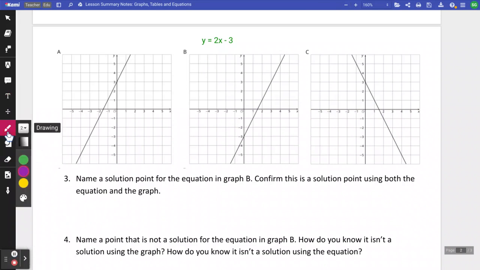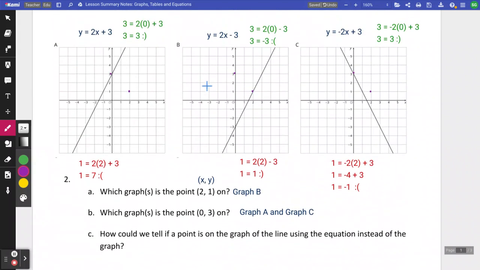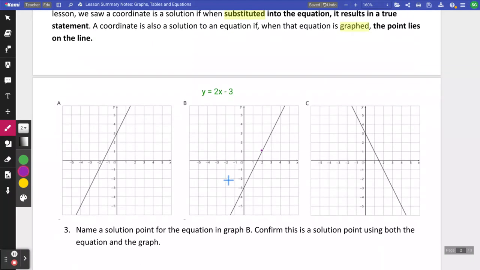All right. So for number 3, you might have thought of the point (2, 1). After all, that is the point from a moment ago that we have already identified as a solution point using both the graph and the equation. I can scroll up just to remind us. Remember (2, 1), we said is a solution point because it lies on the line. And right here, when we substitute it, we saw that it satisfies the equation and gives us a true statement.